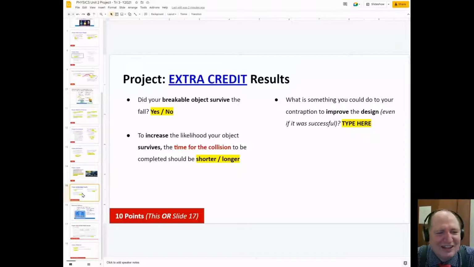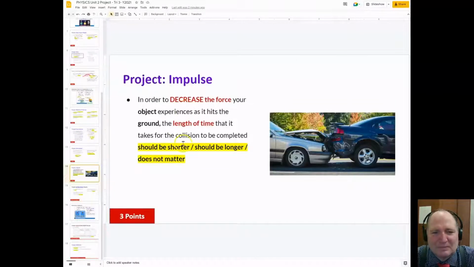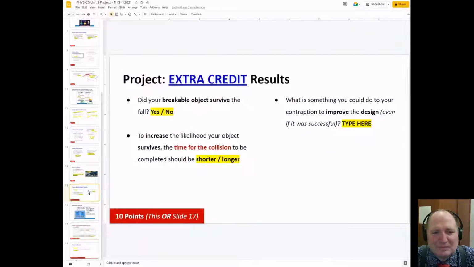So the first question is, did your object survive? Yes or no. Did your breakable object survive? You're just going to go ahead and highlight, erase, or box which one is the correct one. Now, to increase the likelihood your object survives, the time for the collision should be what? Just like before, talking about impulse, our time should be longer. The longer our time is, the less impact we have, the less deadly the results.